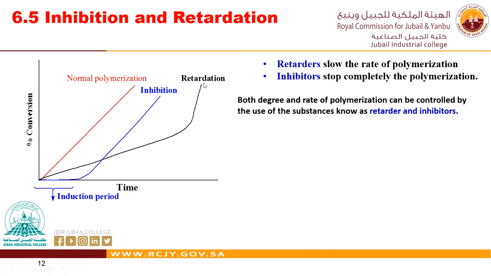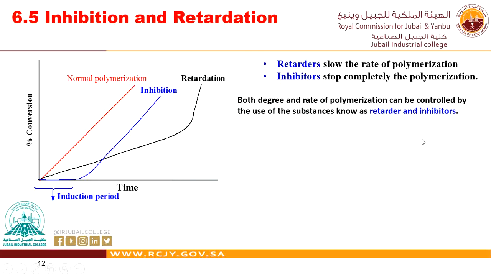But in the case of retardation, the polymerization starts from the beginning, but it is very slow. So retardation means slow polymerization, so that is why we have a retarder to slow down the polymerization. Inhibitor means stop polymerization completely, and then we have the normal polymerization. Both degree and rate of polymerization can be controlled by the use of substances known as retarder and inhibitor.